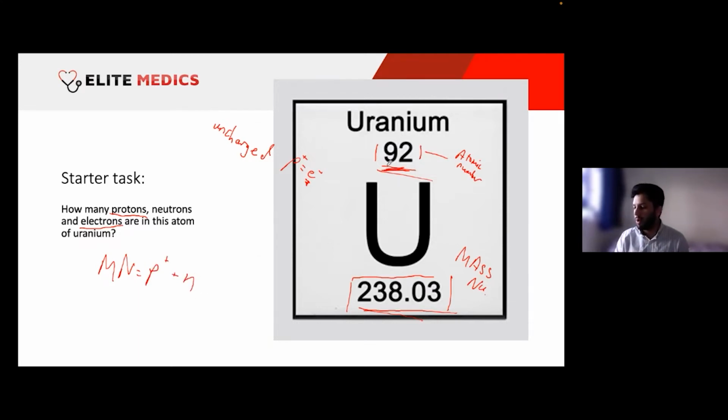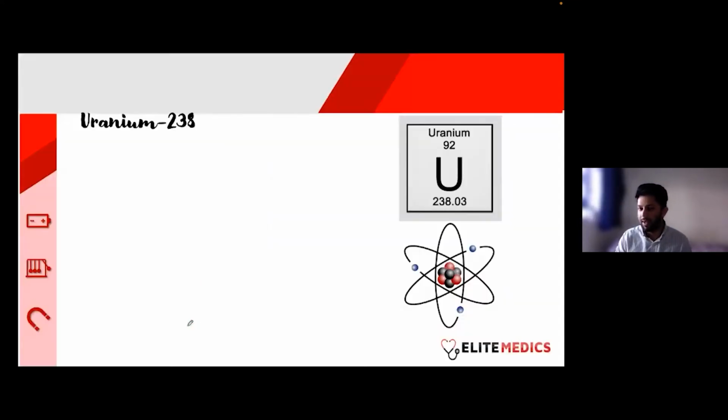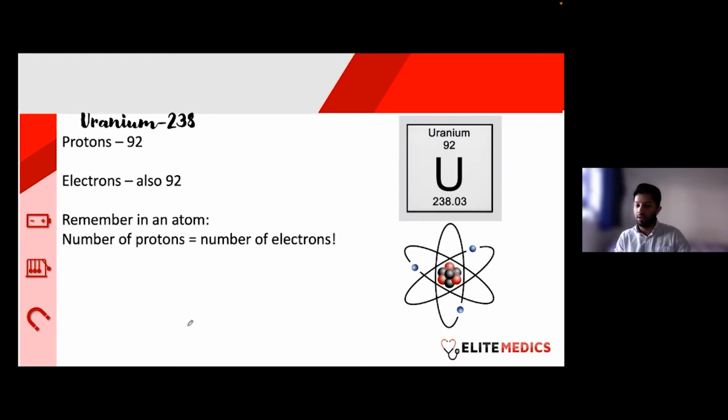So if I know now the number of protons, I can just do the mass number 238 minus 92, and voila, I've got the number of neutrons. I'm going to do that on a calculator because I don't want to make a mistake. So that is 146. Amazing. So the number of neutrons is 146. Protons is 92. Electrons is also 92 because remember, number of protons equals the number of electrons in an atom. This is not true necessarily in a charged particle such as an ion.